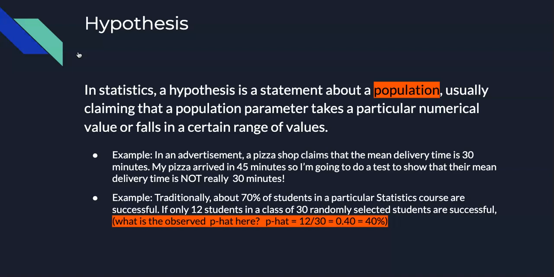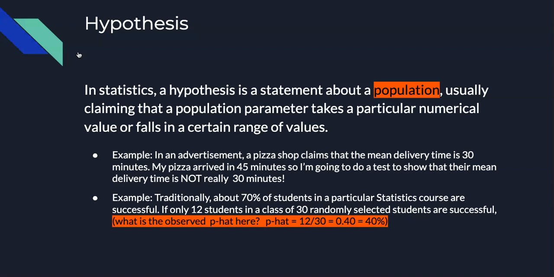Another one. Traditionally, about 70% of students in a particular statistics course are successful. That's what they are claiming, right? Well, let's see. Suppose we got a sample: only 12 students in a class of 30 randomly selected students are successful. Now, real quick, what is the observed sample proportion, p-hat, here? 12 divided by 30, right? 12 are successful out of 30 chosen. So that proportion is really 0.4.